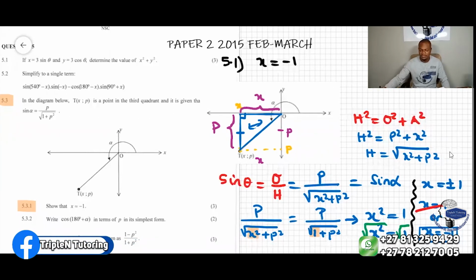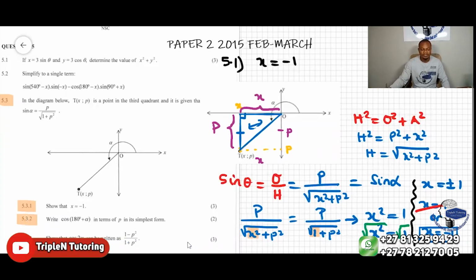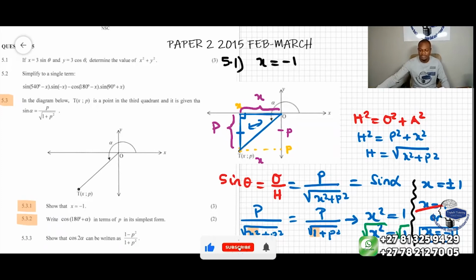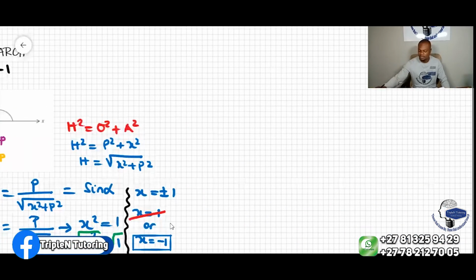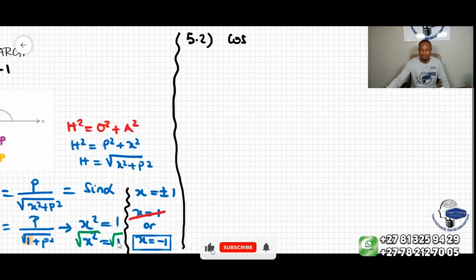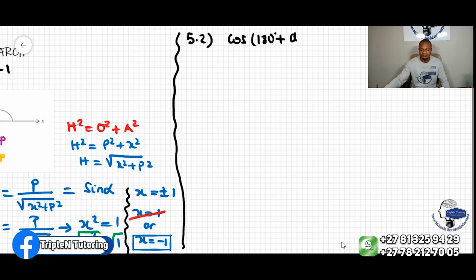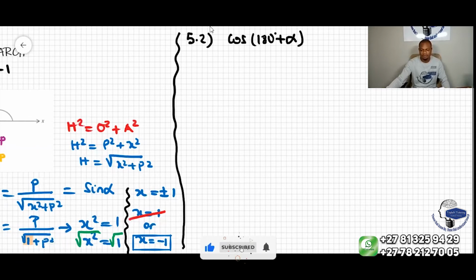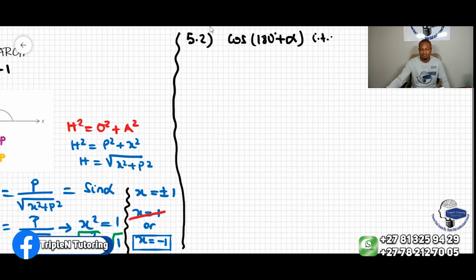Now, the following question says, write cos of 180 degrees plus alpha in terms of P in its simplest form. All right, I'm going to move this way and split my board. So we have question 5.2. The question says cos of 180 degrees plus alpha in terms of P. Or in terms of P, I'll abbreviate it like that.